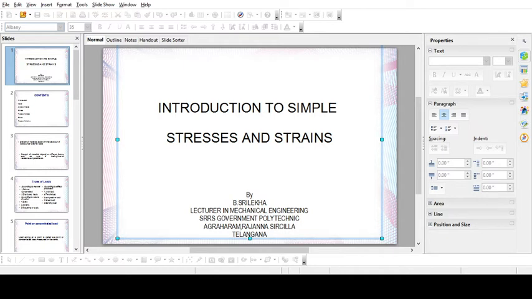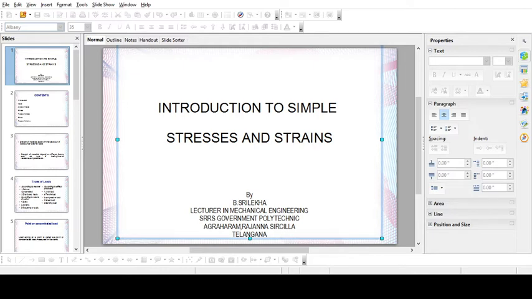So as you know, when the body is attacked by a certain load, it will undergo deformation. That deformation is called strain. Now, in order to oppose this deformation, the body will give up all its internal resistance. So that resistance is nothing but stress. Okay? The internal resistance developed per unit area is nothing but stress.